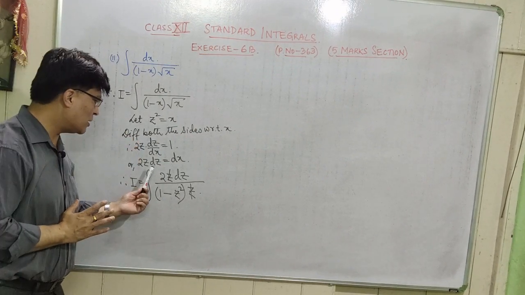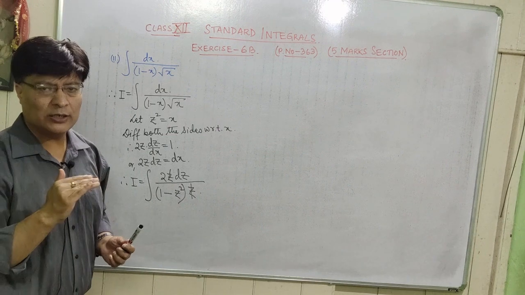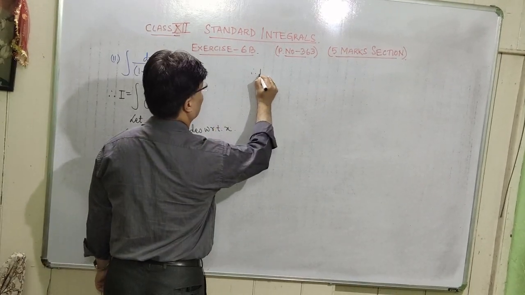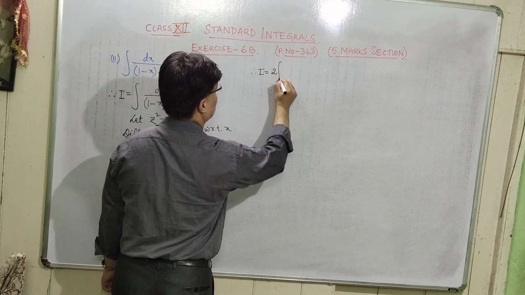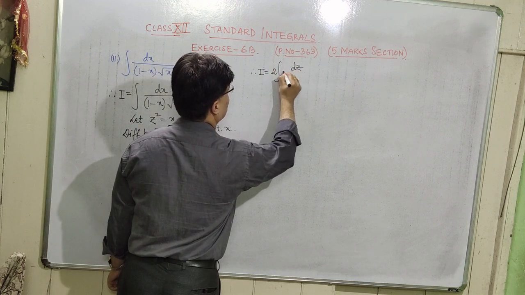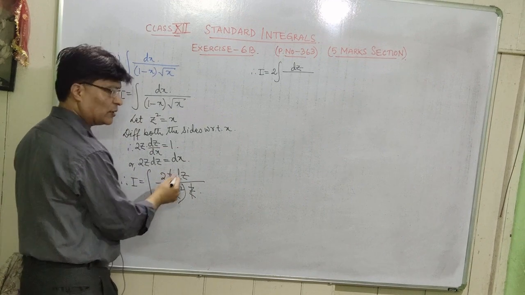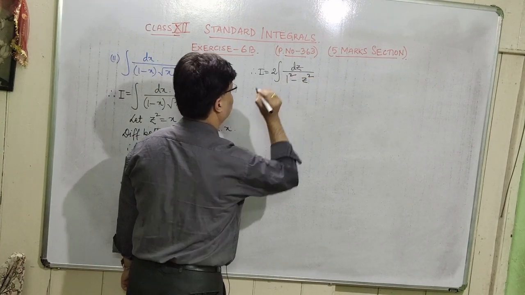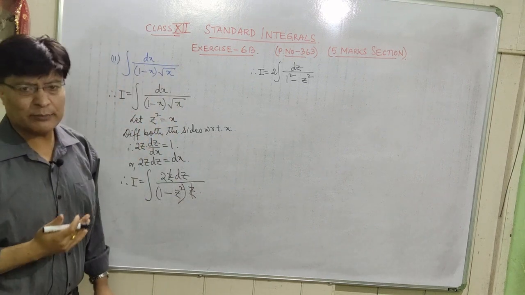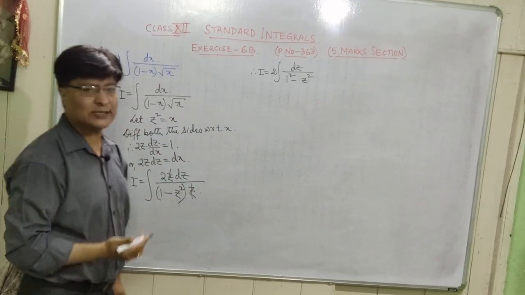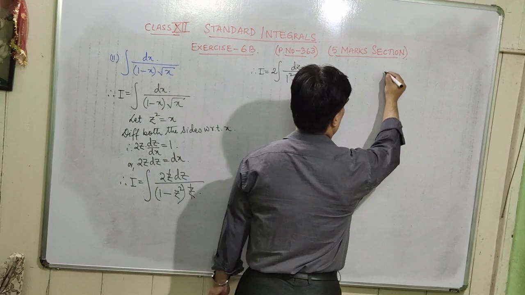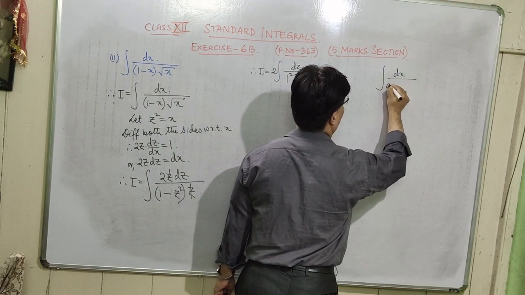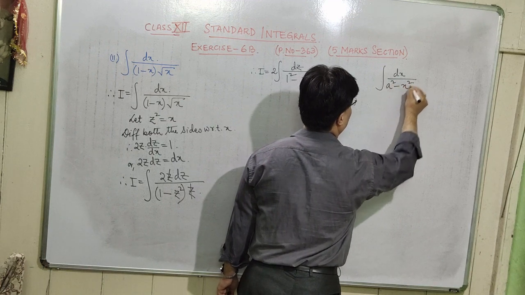Okay, so now there is constant 2 in the numerator, you can take it outside integration. Therefore I is equal to 2 integration of dz divided by 1 minus z square. Okay, so again 1 can be written as 1 square. So this is the standard form. This is standard integral number 3, that is integration of dx divided by a square minus x square.